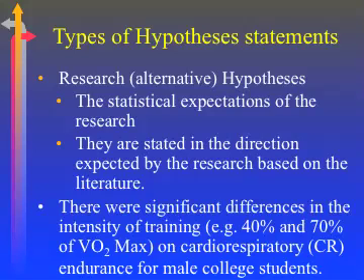And so for our example, what we expect to happen is that there will be significant differences in the intensity of training on cardiorespiratory endurance for male college athletes. This is what we expect to happen.